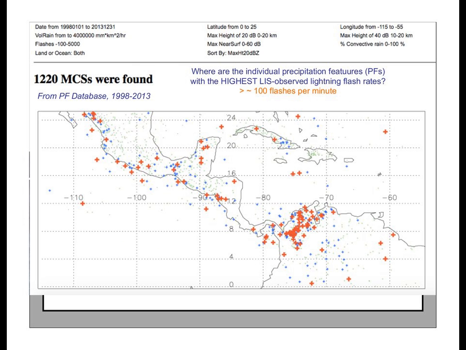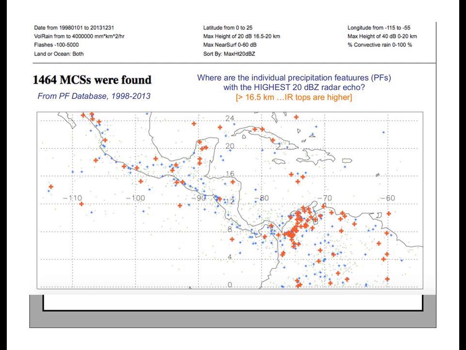A slightly different question, where do we have the very highest 20 dBZ radar echoes, greater than 16.5 kilometers? Well, there's some of them over the ocean, but again, the very same region of northwestern Colombia and occasional areas on land. And I think this is the last one.